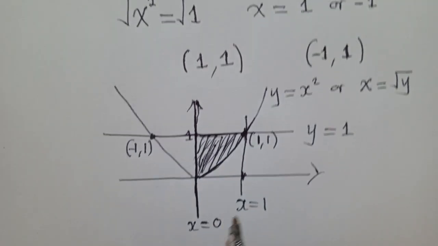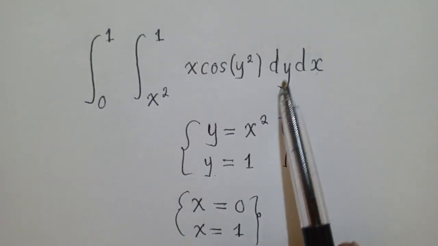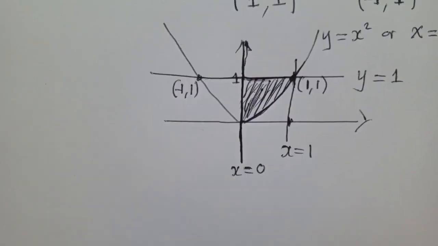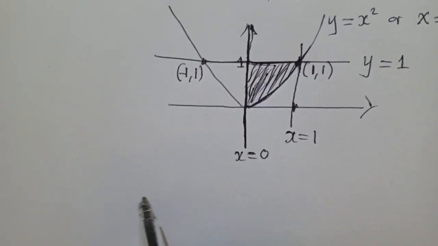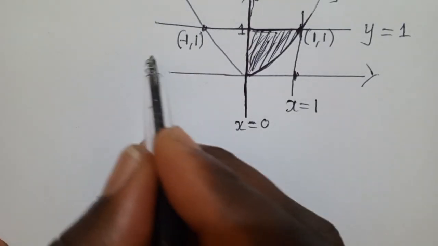So now the original question, they started respecting dy. So we want to start respecting dx. We're going to write the integral signs like that, and then we start moving. Now it will be like this.